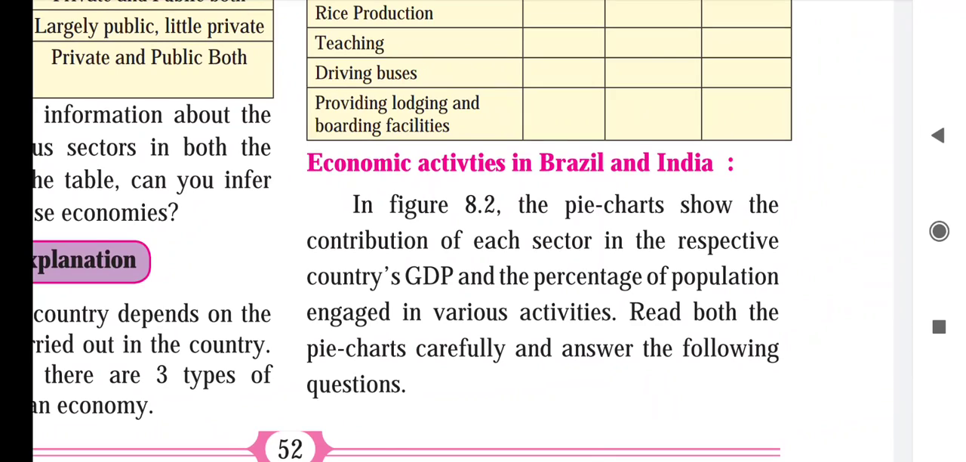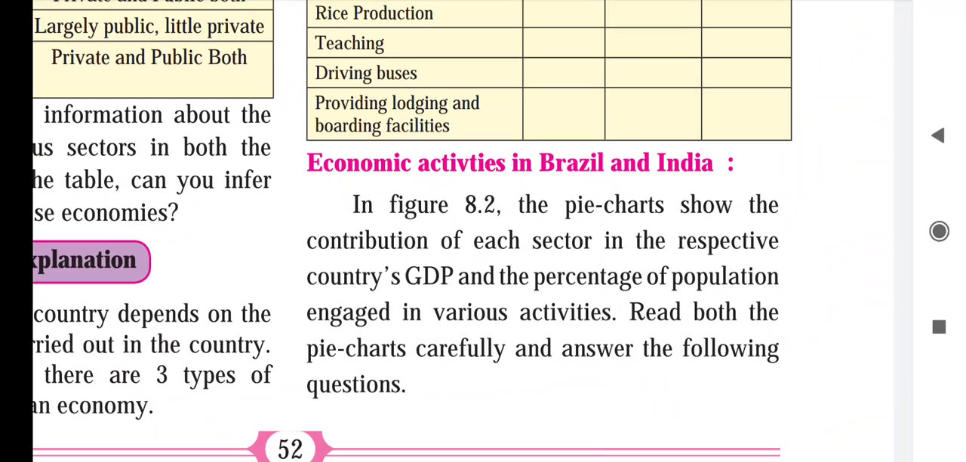So see, figure 8.2, the pie chart shows the contribution of each sector in the respective country's GDP and the percentage of population engaged in various activities. Read both the pie charts carefully and answer the following questions. So here they are saying GDP of the country. Now GDP means what? Gross domestic product. So within the boundaries of the region, state or country, whatever production is produced, that will be calculated in the GDP of the nation.